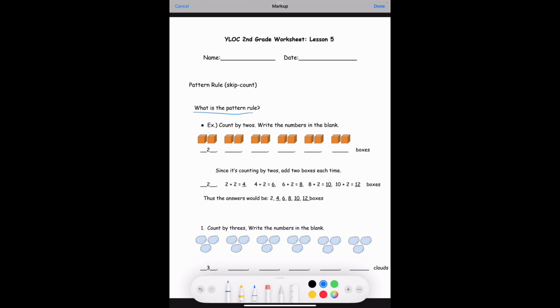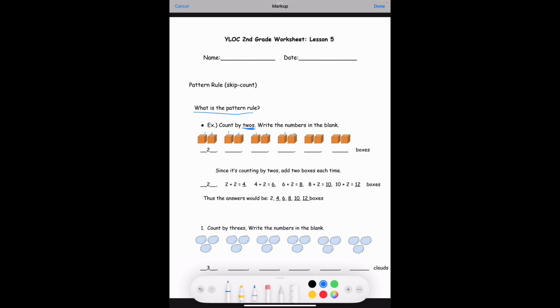What is the pattern rule? Example: count by twos, write the numbers in the blank. Okay, it says count by twos, so all we do is add 2 to each number. We have 2 right here, 2 right here, 2 right here, 2 right here, and so on.